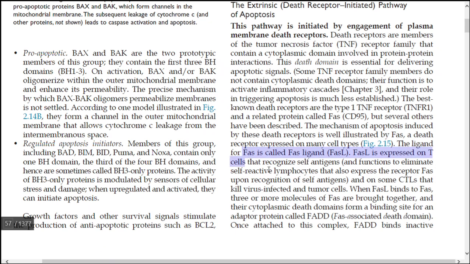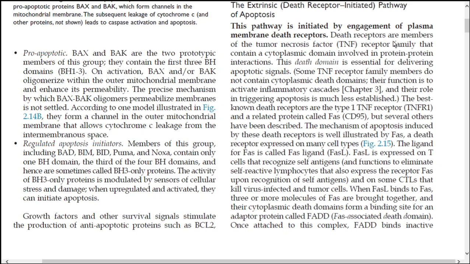It will recognize self-antigens and functions to eliminate self-reactive lymphocytes that also express the receptor FAS upon recognition of self-antigen. Okay, so that is very important. And when FAS ligand binds to FAS, 3 or more molecules of FAS are brought together. That is very important. 3 or more molecules of FAS brought together, and the cytoplasmic death domain forms a binding site for an adapter protein called FADD, FAS associated death domain. This is also important, FADD.